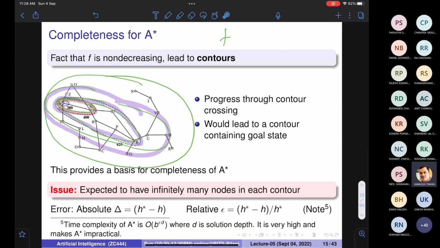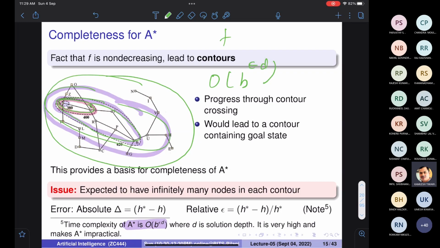A very important thing is that the time complexity of this algorithm is order of b to the power epsilon d. Time complexity is order of b, where b is the branching factor, and epsilon d is the exponent, b to the power epsilon d.